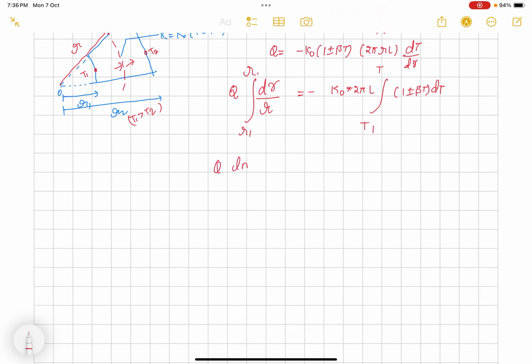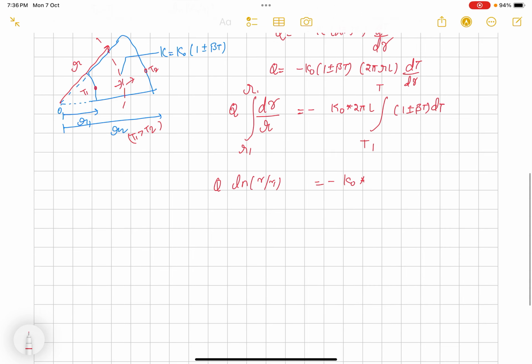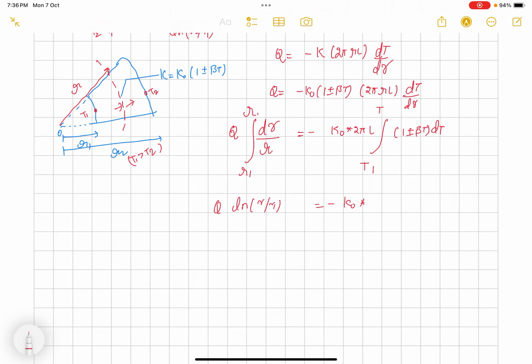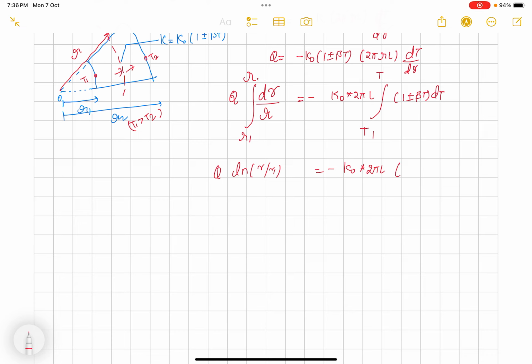So if we integrate, we can have Q times ln(r by r1) on the left hand side, and on the right hand side, minus k naught 2 pi L times [T plus beta T square by 2 minus (T1 plus beta T1 square by 2)].